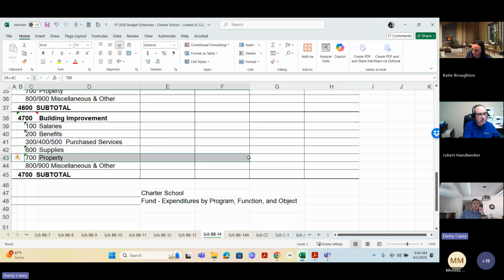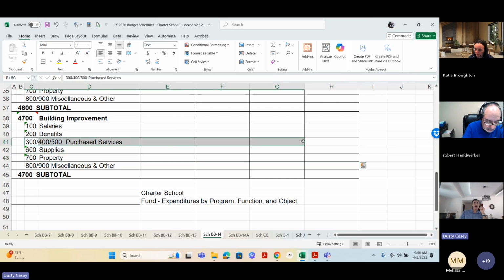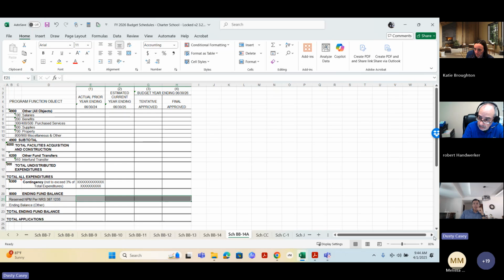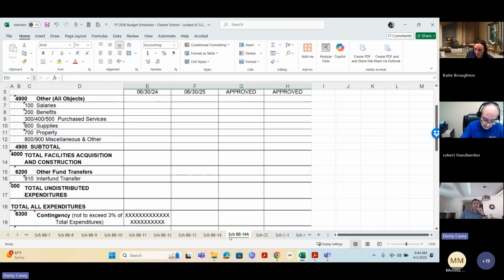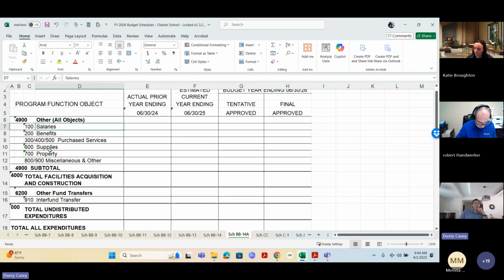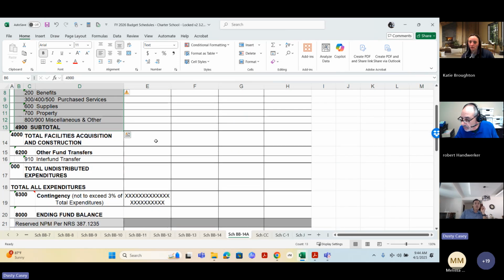Again, a lot of it would go in your 700 property services, or if you're paying a contractor, those I believe are spelled out in the 500s for things like construction contracts, contracts with architects, so on and so forth. Okay, the last tab is your totals. That's schedule BB14A. All right. There's one last function as part of your undistributed program 000, that's your 4,900. Then we get to your totals.